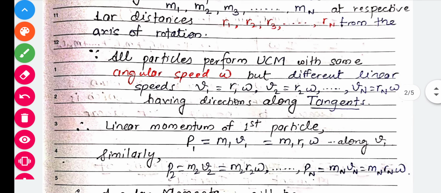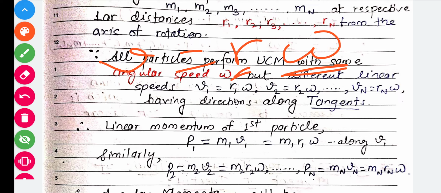That's why it is written that the particles are performing uniform circular motion with constant angular speed but different linear speed. So what is the value of linear speed? v1 is equal to, simply, v is equal to r omega. r is the radius, omega is the angular speed, angular velocity.